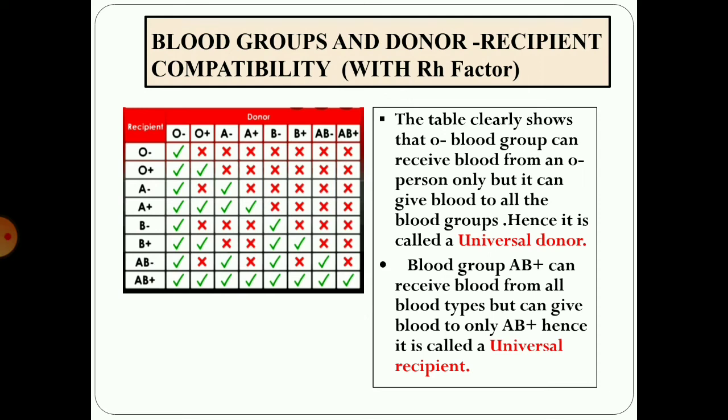Blood group AB can receive blood from all blood types. You can clearly see it there, but it can give blood to only AB. Hence, it is known as a universal recipient. Is that clear, children? Okay, now let us proceed.